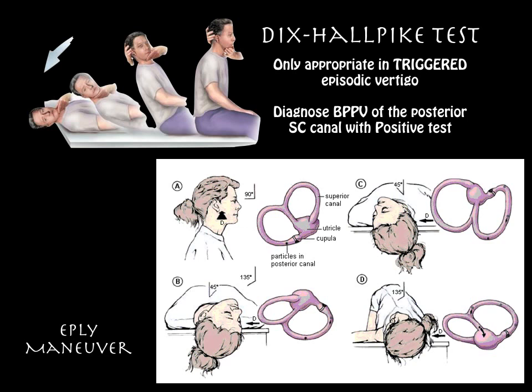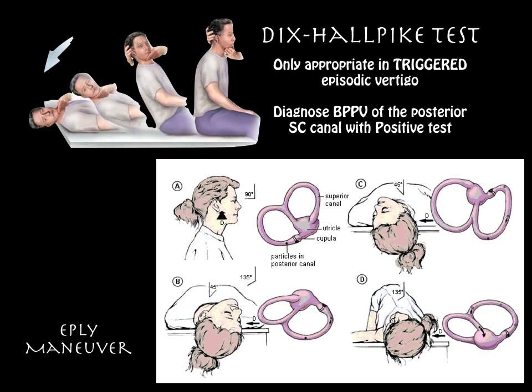Okay, you primarily use this to see how somebody adjusts to certain movements. But if you do a Dix-Hallpike in somebody with an acute vestibular syndrome or a spontaneous vestibular syndrome, you are going to misdiagnose them. Because remember, even people with strokes will get worse with positioning maneuvers. What this does do is help you diagnose someone with triggered episodic vertigo with BPPV.